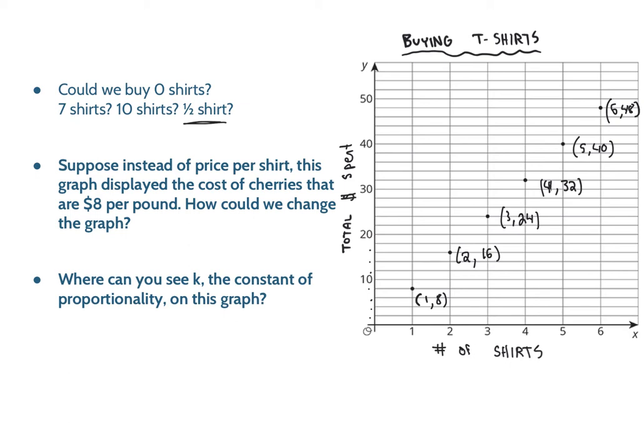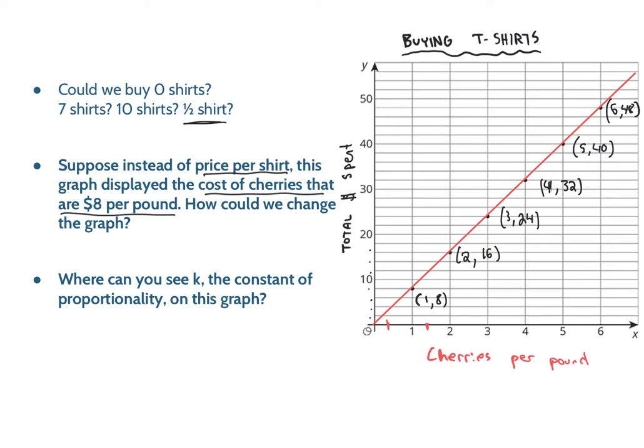But suppose instead of price per shirt, this graph is displaying the cost of cherries that are $8 per pound. How could we change our graph? So now that we're looking at cherries per pound, we can buy half a pound of cherries or 1.5 pounds of cherries, and so on and so on. So one thing we could do here is make a line through all of our data points to show that really we don't have to just have whole pounds of cherries. We can buy any quantity of cherries we please. And that's what that line would represent.